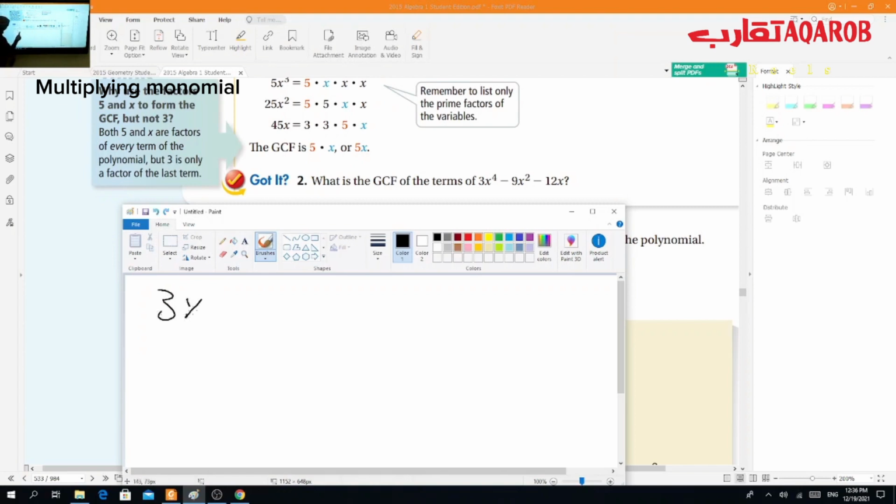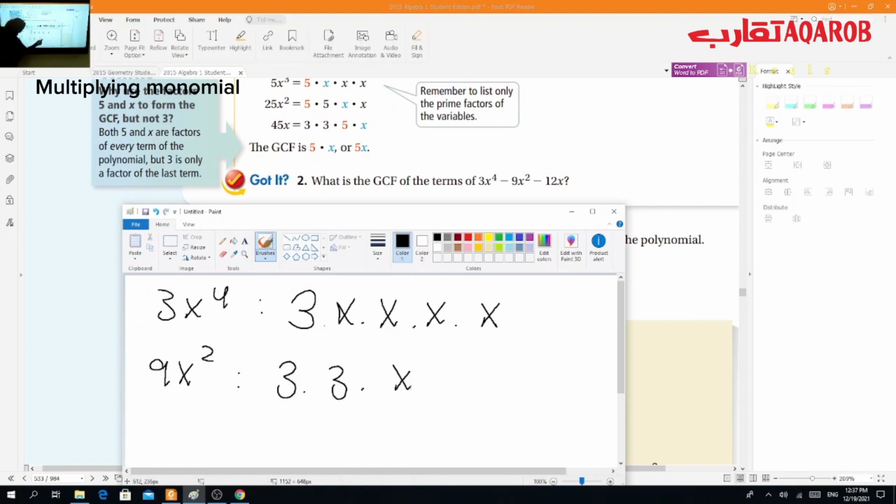So 3x to the power 4 easily will be 3 times x times x times x times x. I have to find the prime factors. Now, 9x to the power 2 will be 3 times 3 times x times x. Now, 12x will be equal to 3 times 2 times 2 times x.